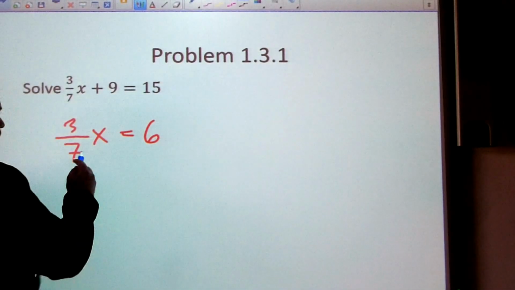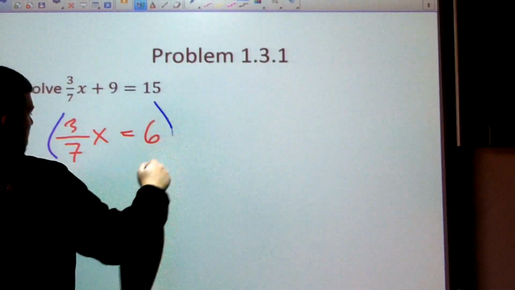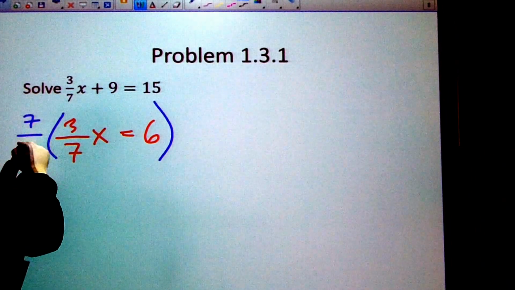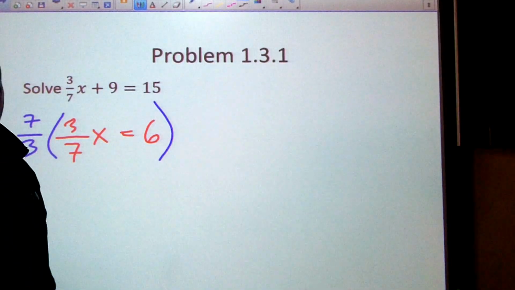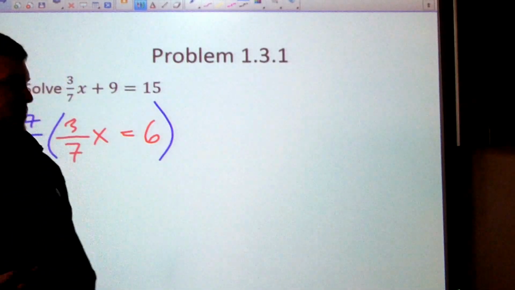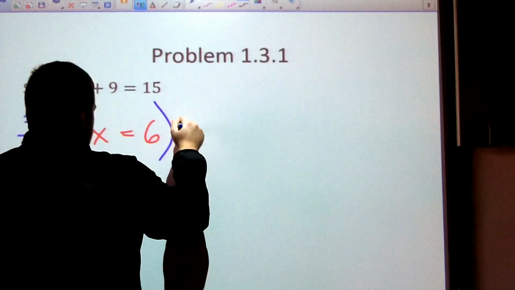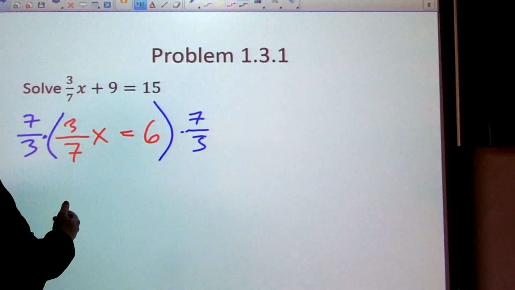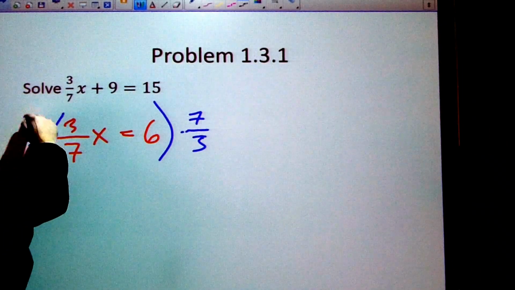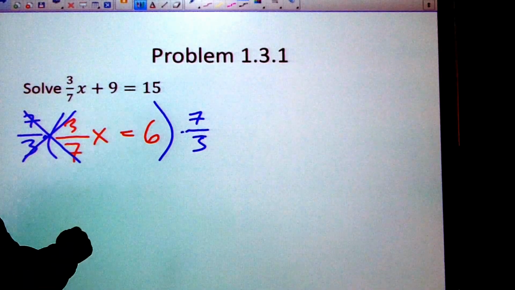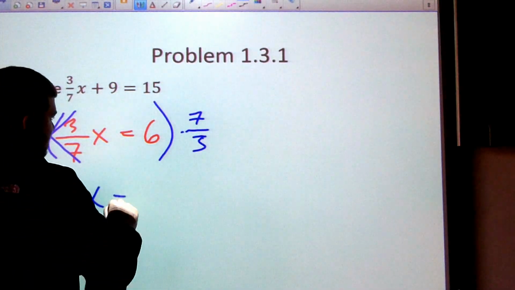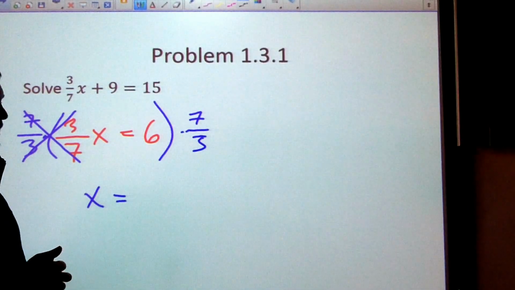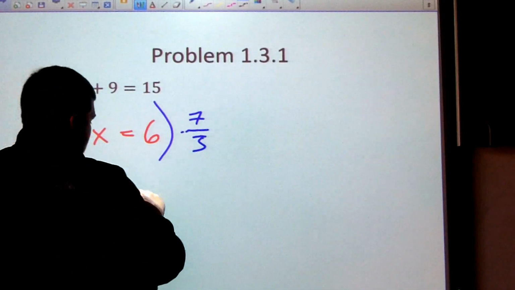So remember, what you do on one side, you do to the other. So multiply both sides by the reciprocal of this fraction. So the reciprocal is 7/3. Some people call it reciprocal flip. I like to use the math language, so I'm going to use reciprocal. So times 7/3, times 7/3. Now what happens here is, hey, these two fractions cancel out. The x just falls down, so x is equal to 6 times 7/3. If you type that in your calculator, we're going to have 14.